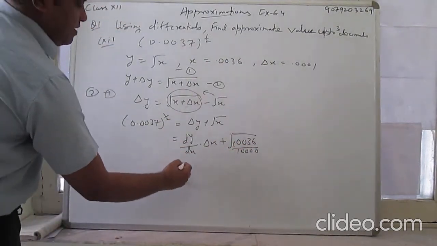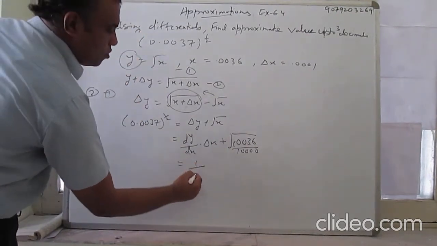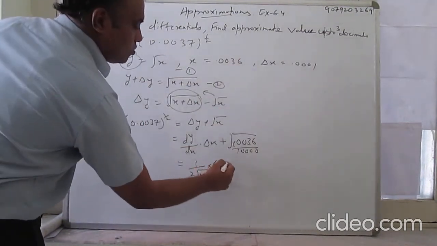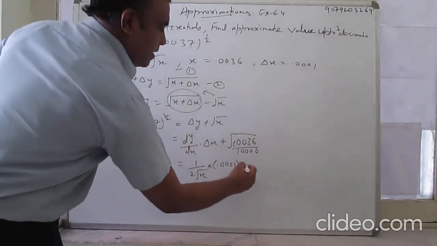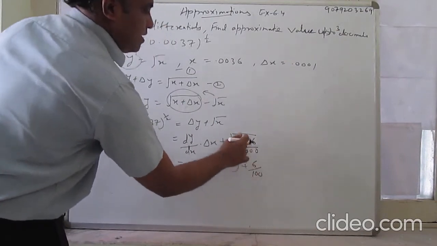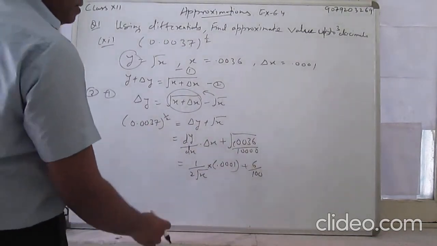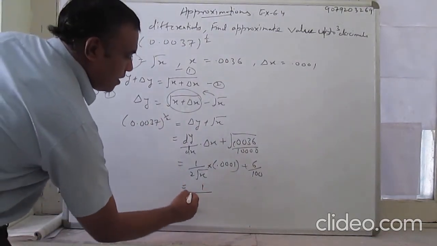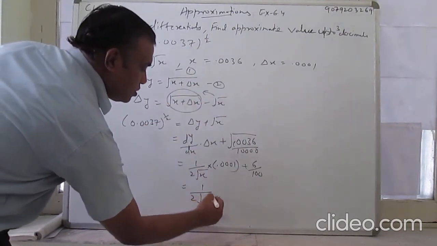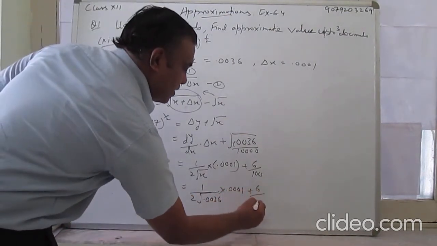Now what is the differential of root x? What is the differential of y? It is 1 upon 2 root x into delta x. What is delta x? 0.001. It becomes 6 upon 100, since the root of 36 is 6 and of 10,000 is 100. Now putting the values, 1 upon 2 into root x, root of 0.0036, into 0.001, plus 6 upon 100.